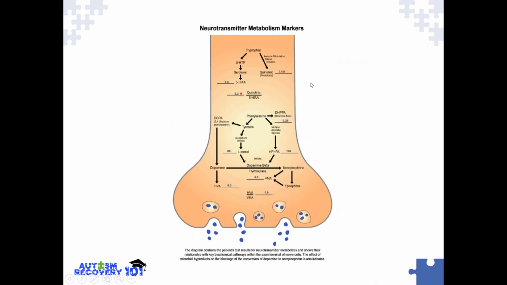The test does give this image here that lets you know what are many of the different chemical reactions that are occurring within the nervous system. This essentially is a nerve cell. So it looks at tryptophan and dopamine, etc.